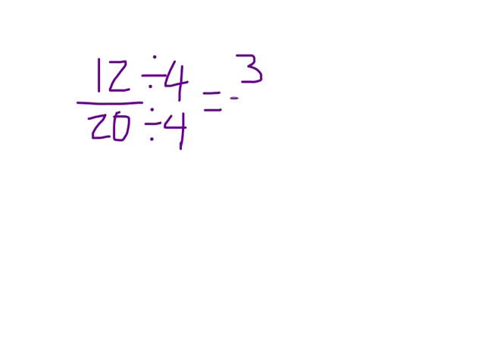Is 12/20 written in simplest form? No, it is not, because there is something that goes into both 12 and 20. What goes into both 12 and 20? 4 goes into both 12 and 20. I can divide both by 4 to write my fraction in simplest form. What's 12 divided by 4? It's 3. What's 20 divided by 4? It's 5. 3/5 is the simplest form of 12/20.